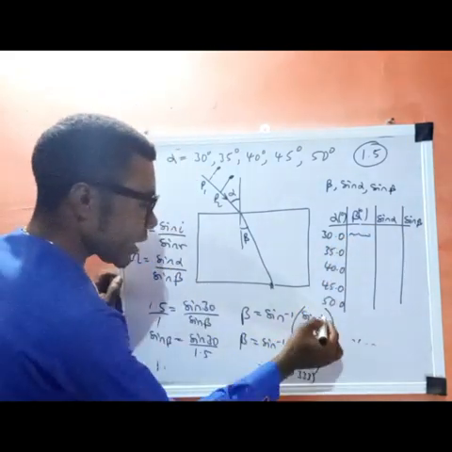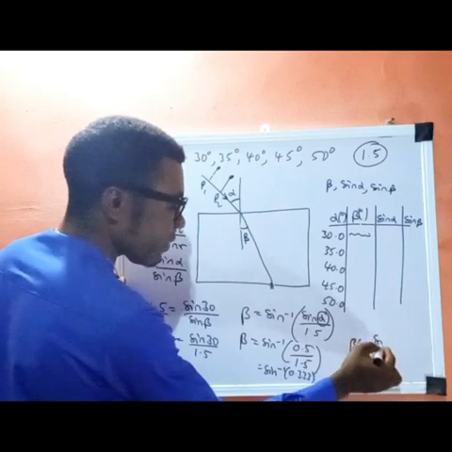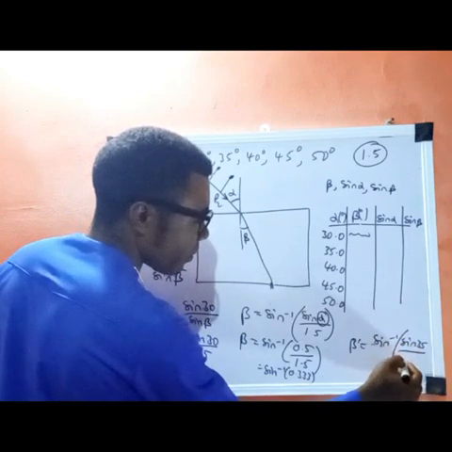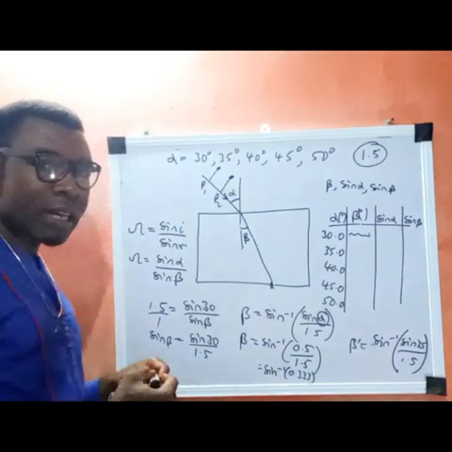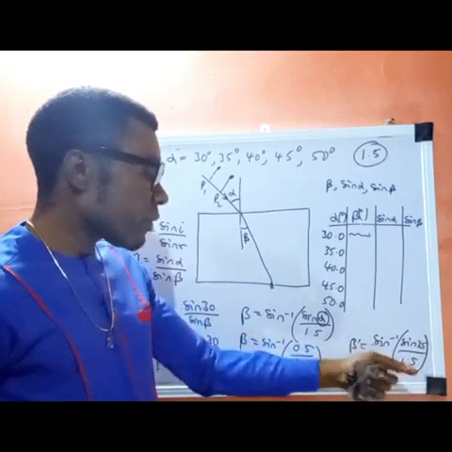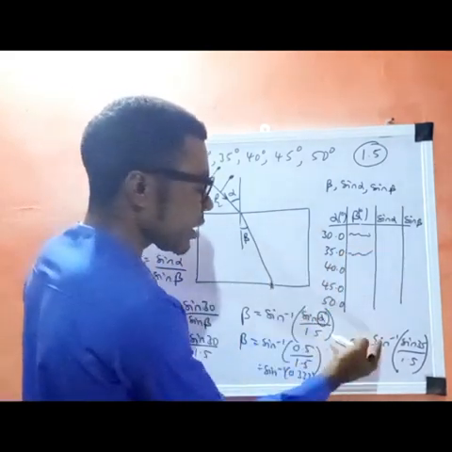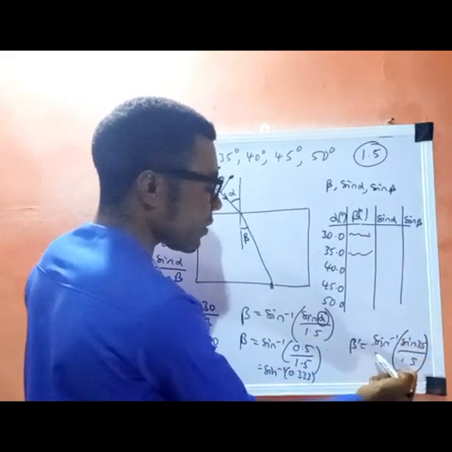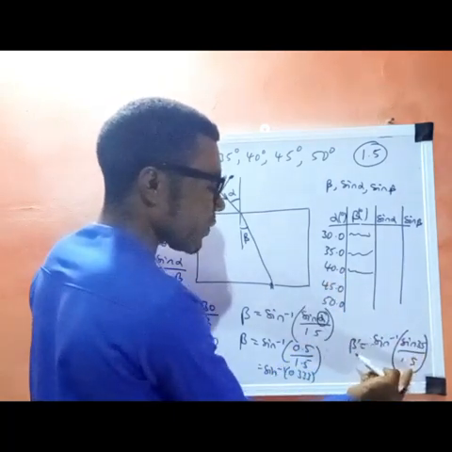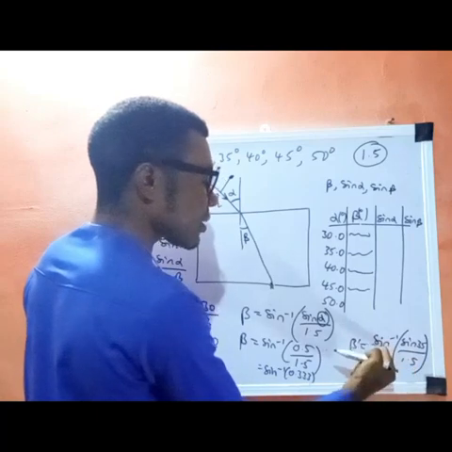You do it again when alpha is 35. Beta is going to be the sine inverse of sine 35 over 1.5. If we do this, get the sine of 35, divide it by 1.5, and find its sine inverse, that becomes this other value. You do for 40: sine 40 over 1.5, then the sine inverse, you get this one. For 45, sine 45 over 1.5, then its sine inverse, you get this one. Sine 50 over 1.5, its sine inverse, you get this one.